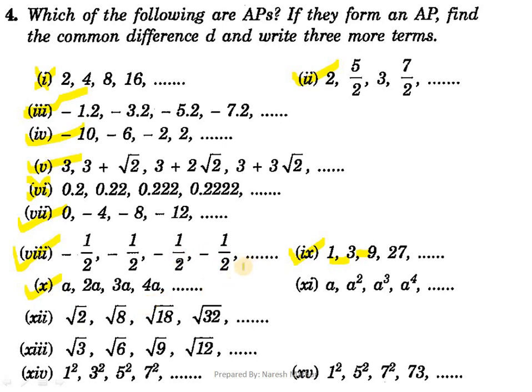Now the 11th one, A square, A cube, and A to the power 4. It also looks like that, yes, but it is not making an AP. Why? The differences are A cube minus A square, and A to the power 4 minus A cube. So the difference is not the same at all, so it is not making an AP. I am clear.